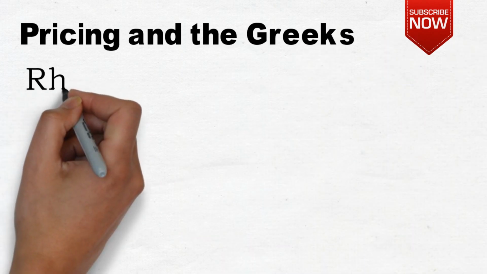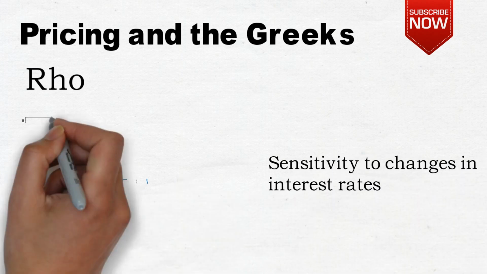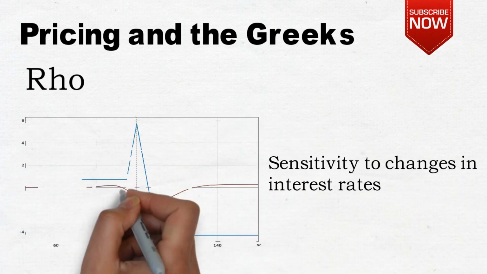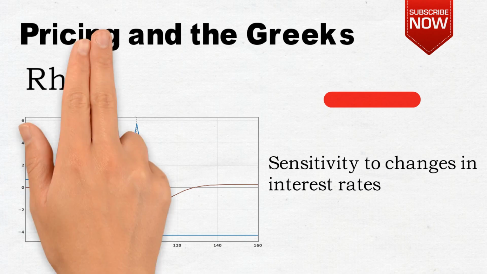The last Greek is rho, which means the sensitivity to changes in interest rates. This is normally negative. Rho, however, usually isn't relevant if you aren't trading any super long-term options.